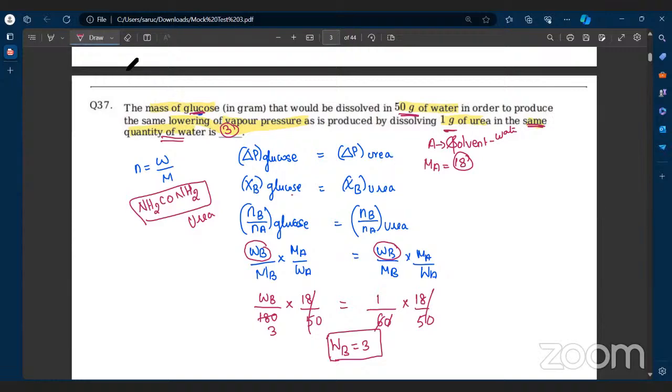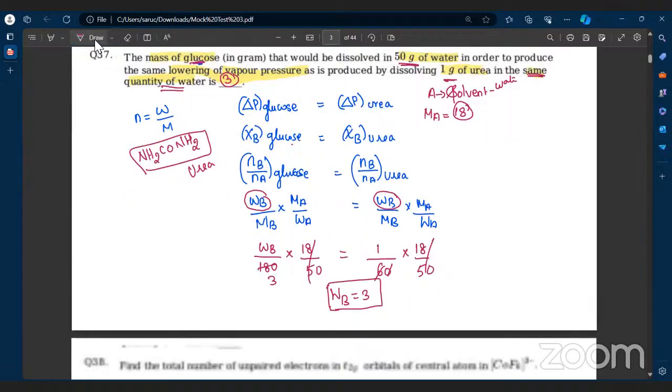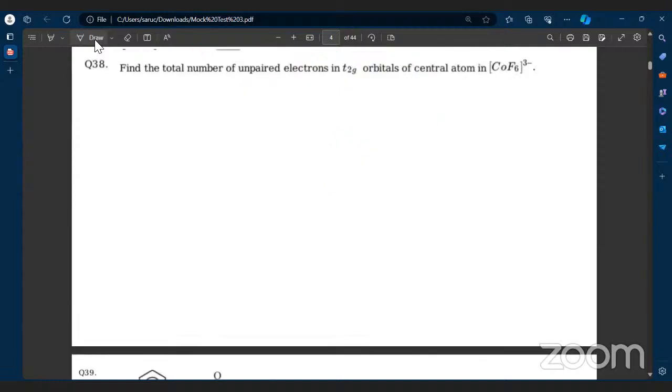Okay, fine. So moving to the next question, you have to find the total number of unpaired electrons in the T2g orbital of the central atom in CoF6 3-. Has anyone attempted this question, and what answer have you got?